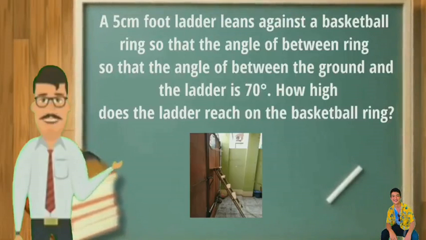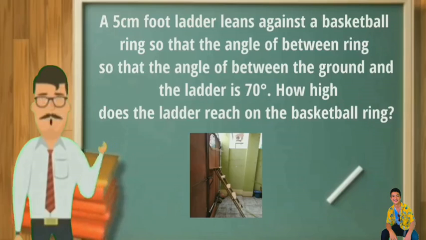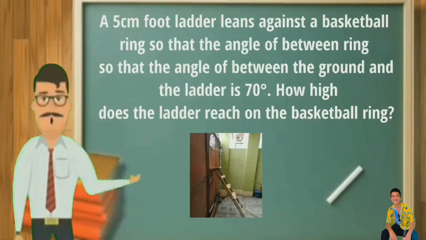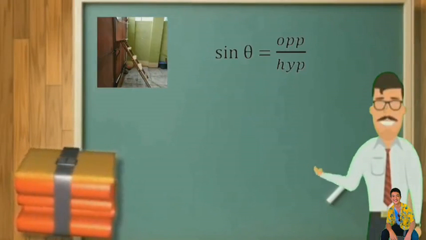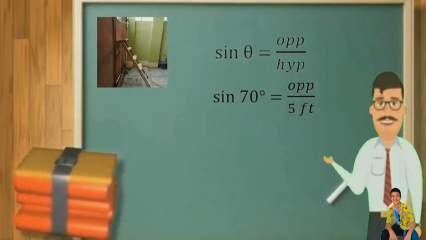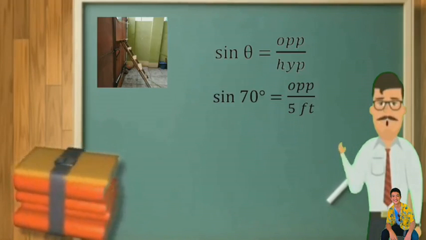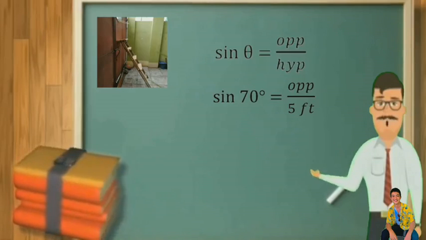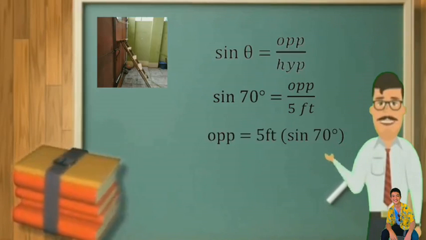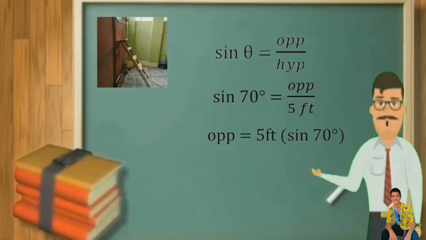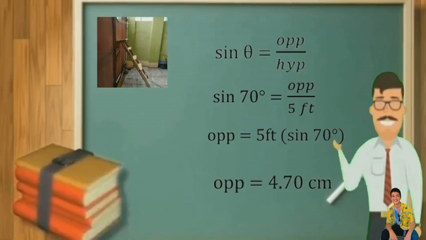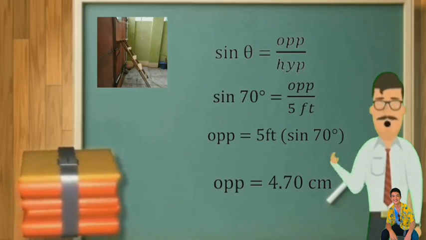A 5-foot ladder leans against a basketball ring so that the angle between the ground and the ladder is 70 degrees. How high does the ladder reach on the basketball ring? So, use the sine function to solve how high the ladder can reach. Sine 70 degrees equals opposite over 5 feet. Then substitute it. So, opposite equals 5 feet times sine 70 degrees, which equals 4.70 feet. The ladder can reach approximately 4.70 feet on the basketball ring.